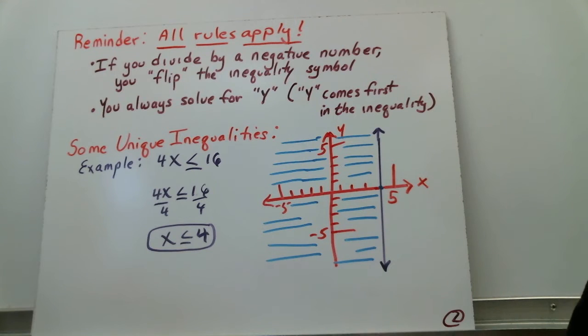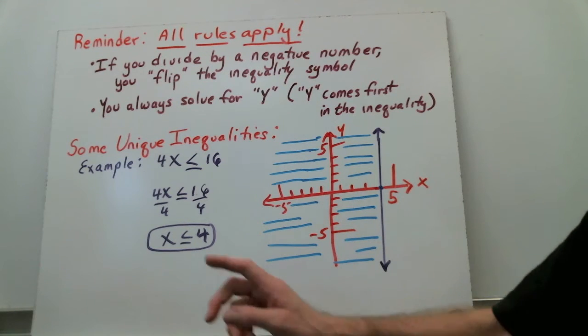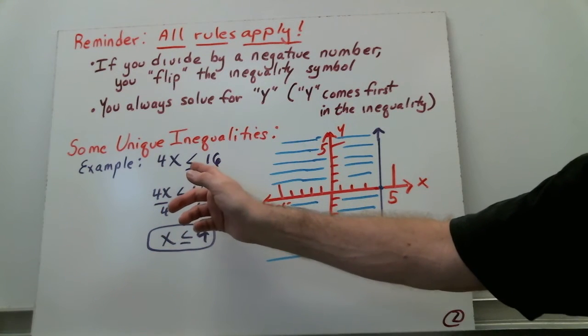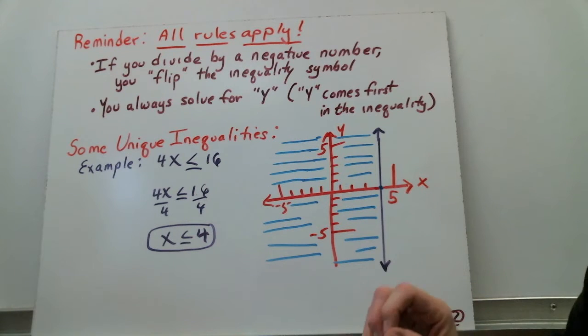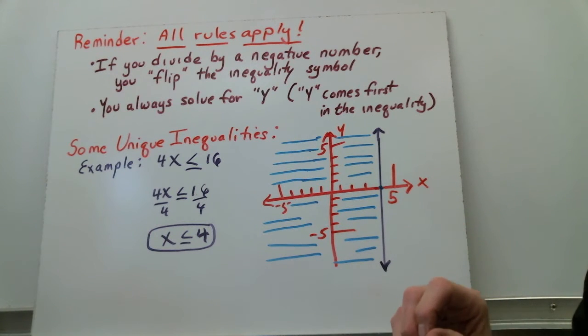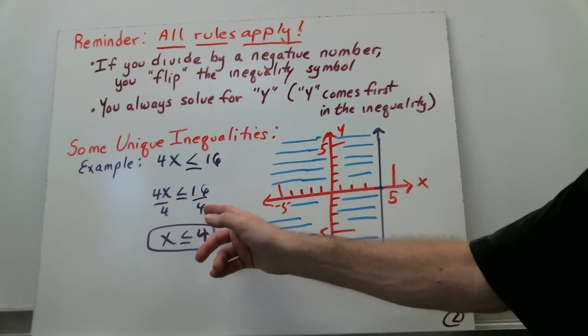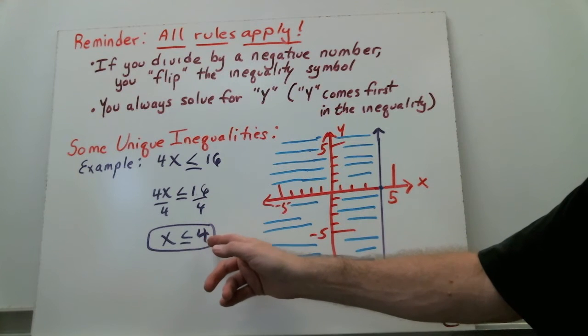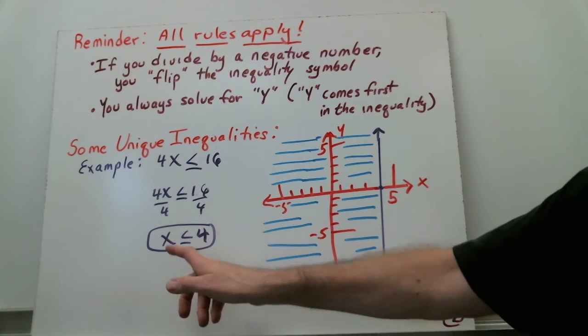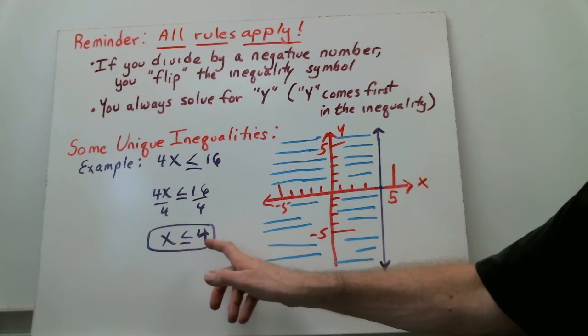Now let's look at some unique inequalities. Let's take a look at this example: 4x is less than or equal to 16. At first glance you say, well, that's not in slope-intercept form. How are we going to graph it? We can still graph it, but it's not going to be in slope-intercept form. So we're going to divide both sides by 4. 16 divided by 4 is 4. So let's graph it. It says x is less than or equal to 4.